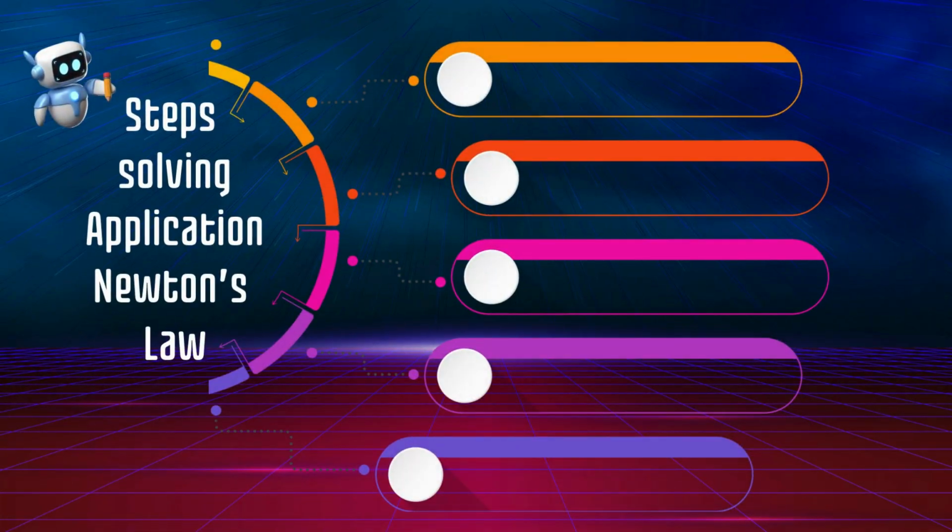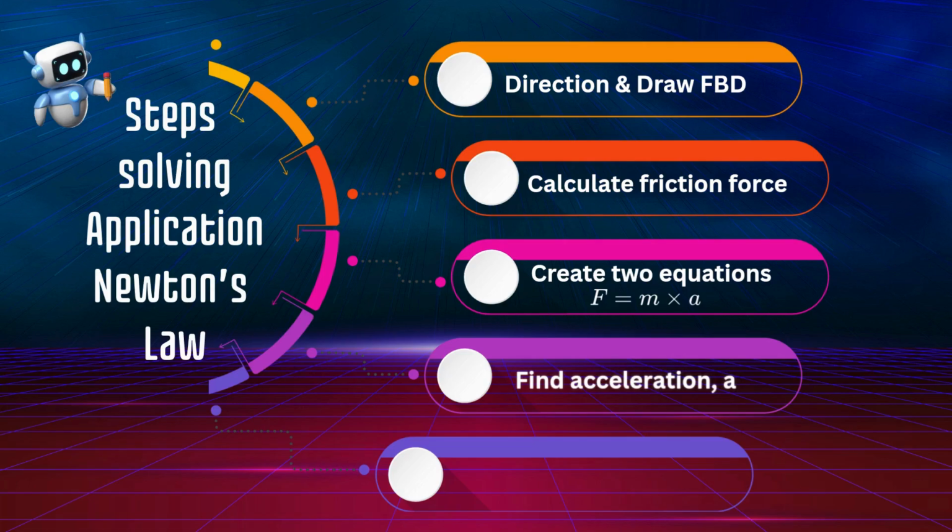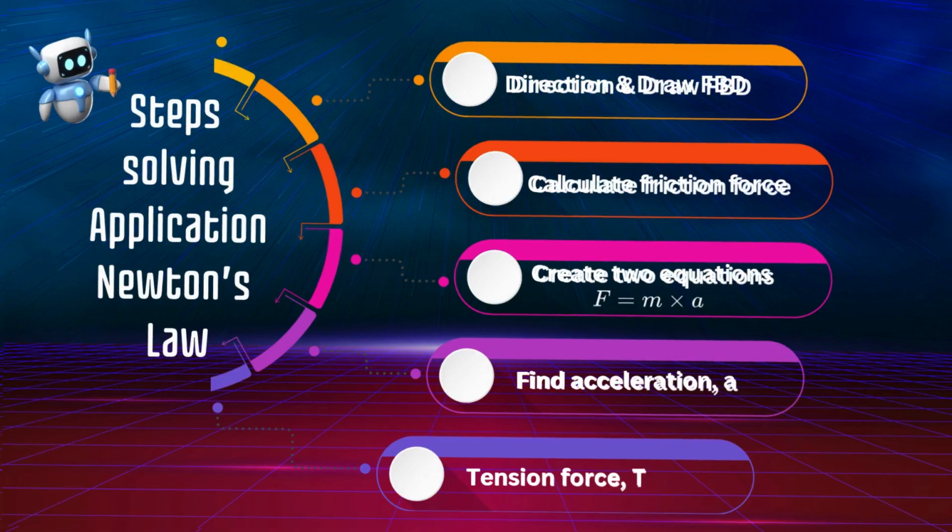To solve any Newton's law problems, always follow these five systematic steps. First step, identify the direction and draw the free body diagram. Step 2, calculate friction force. Step 3, create two equations based on Newton's second law, F equals ma. Step 4, find the acceleration a. And step 5, find the tension force T.